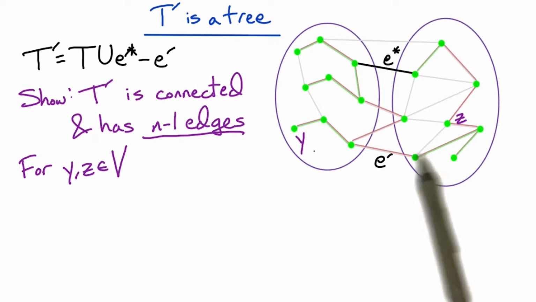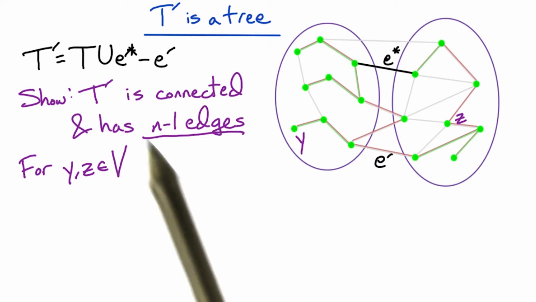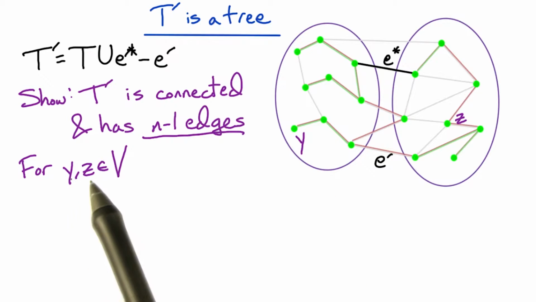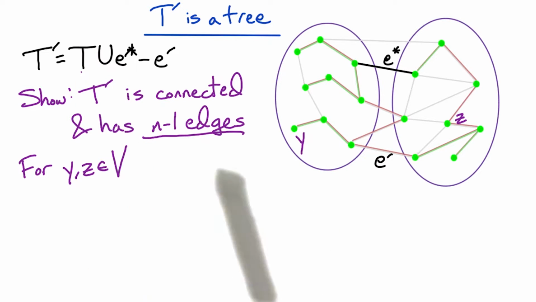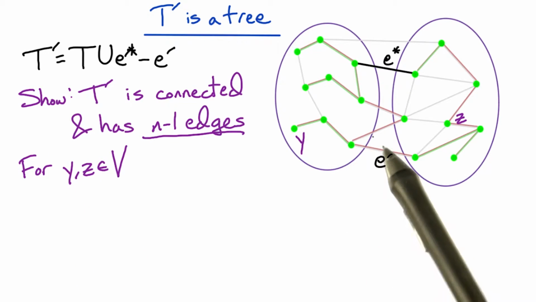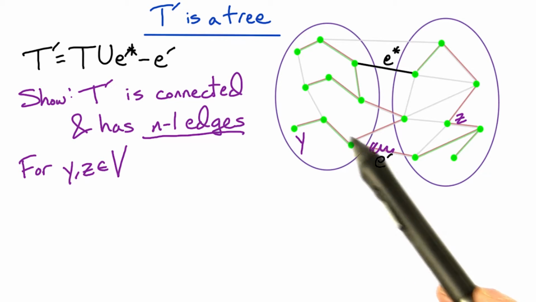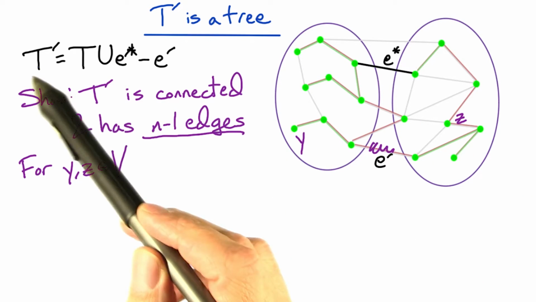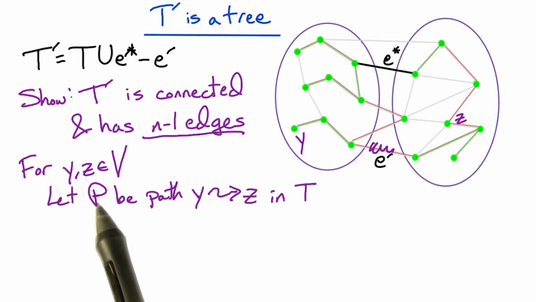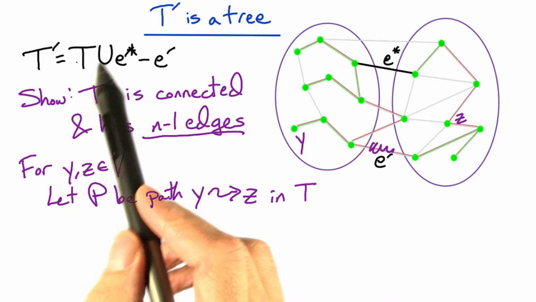I chose a particular y and z in this example. So y is over here and z is over here. Now notice in T there's a path between y and z, of course, because T is connected. The path goes along this edge E prime. Now what happens in T prime? Well, in T prime I've removed this edge E prime. So this old path between y and z no longer exists in T prime. So let's let P denote the path from y to z in T, in the original tree T.